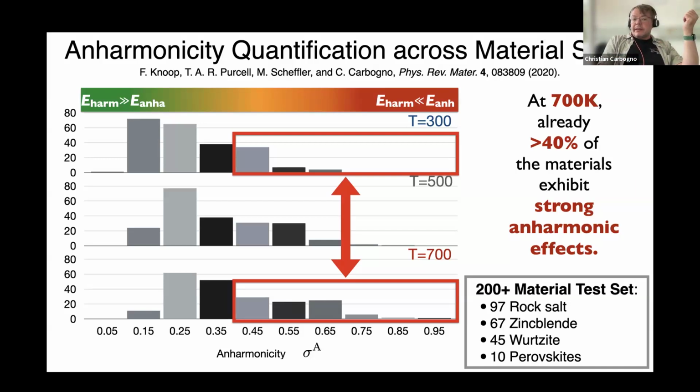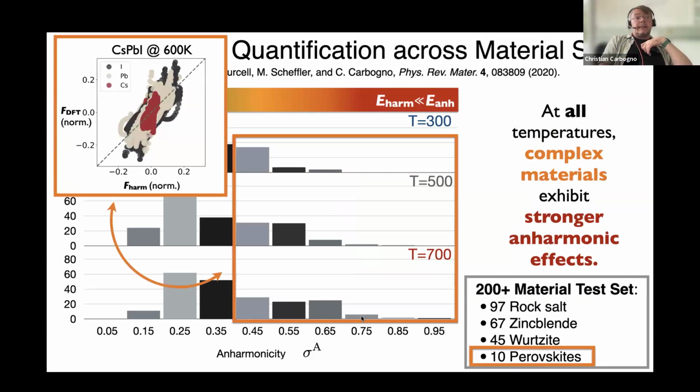You then can even look into how different materials behave. This is, for instance, one of these more complex materials. This is a perovskite, cesium lead iodide. Here you see quite clearly that this system has quite a broad distribution, and you can also see that cesium is really the one doing worse. Cesium is the one where you have almost no correlation anymore between DFT and harmonic forces at all. And this gives you some insights on these kinds of effects.